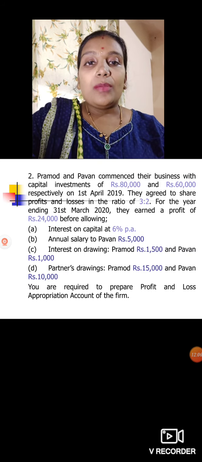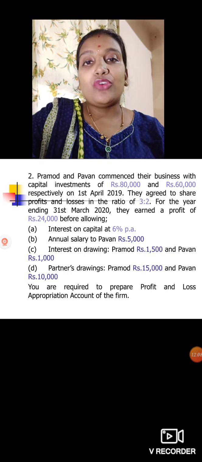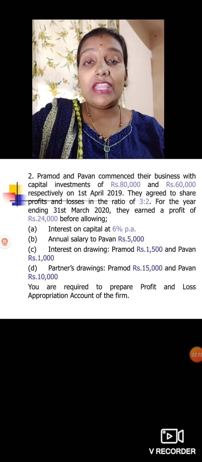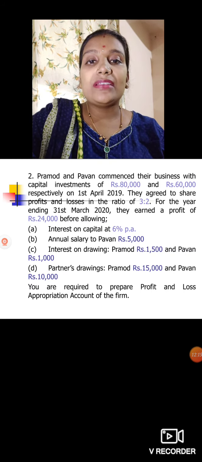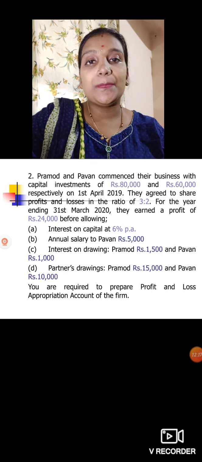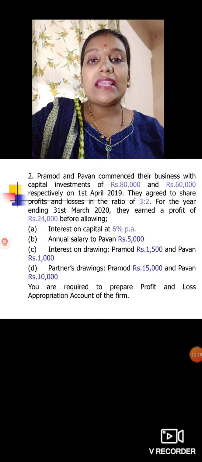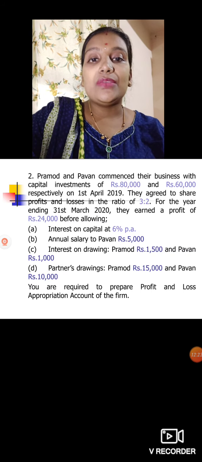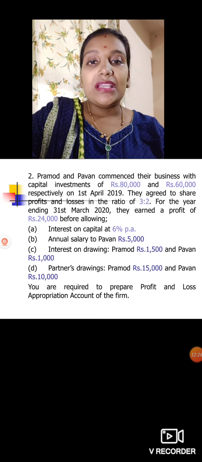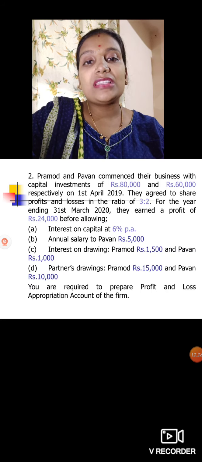Then profit for the year end is 24,000. Net profit they have given is 24,000 before making the adjustments. So what all do we have to pay? Interest on capital you should pay at 6% per annum. Then annual salary to Pawan 5,000. It is annual salary, rupees 5,000 you have. Then interest on drawings they have mentioned 1,500 and 1,000. Then partners' drawings they have given 15,000 and 10,000.